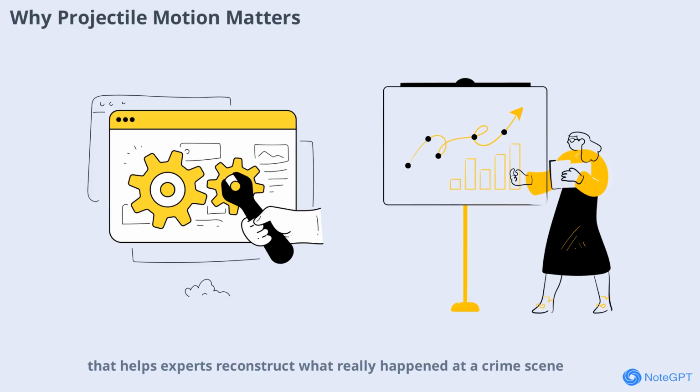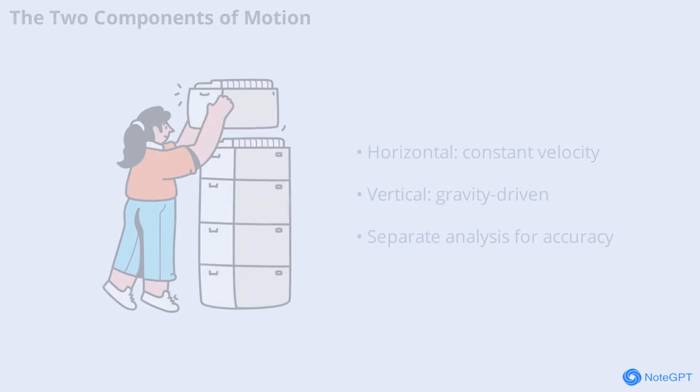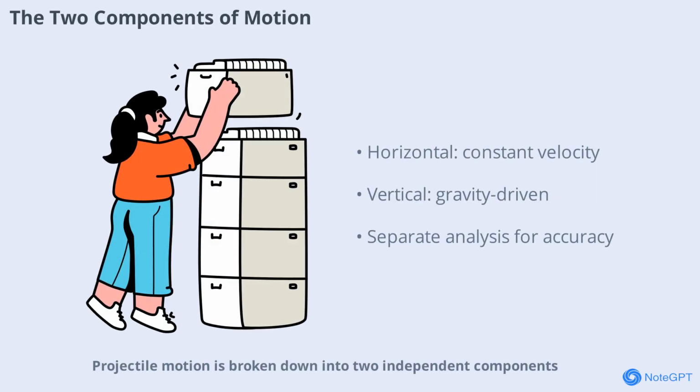By analyzing the path of a bullet or a thrown object, investigators can compare their findings with witness statements, autopsy results, or video footage. This scientific approach allows them to challenge or confirm stories, ensuring that justice is served based on facts, not speculation. The ability to calculate and verify these trajectories is what makes forensic evidence so powerful in courtrooms.